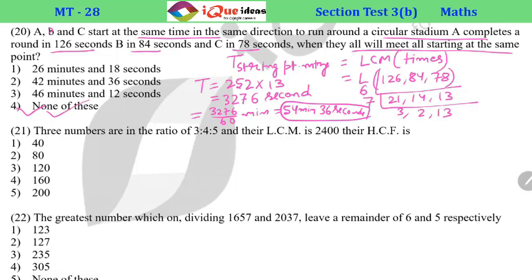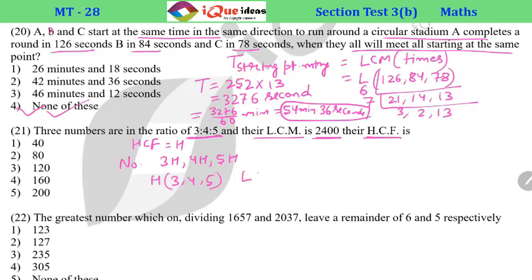All right. Now let's take up the 21st question. It says 3 numbers are in the ratio 3:4:5 and their LCM is 2400. Their HCF is? All right. So we have done this earlier also. If the ratio is 3:4:5, let's take HCF as H. Then the numbers will be 3H, 4H and 5H. Right? So if you take H common, you will get 3, 4, 5.